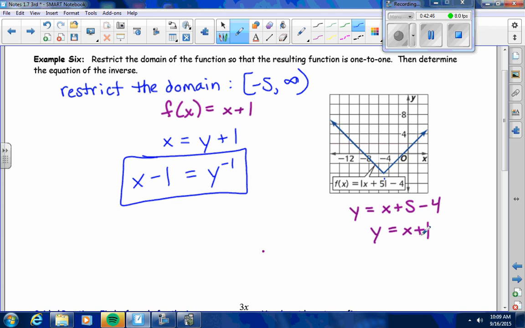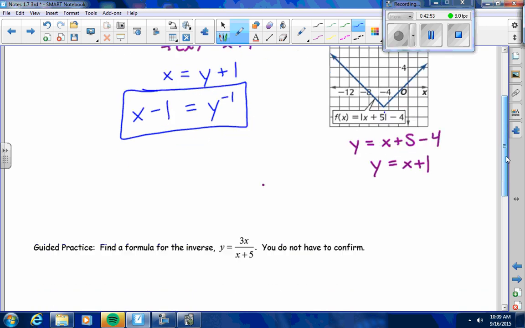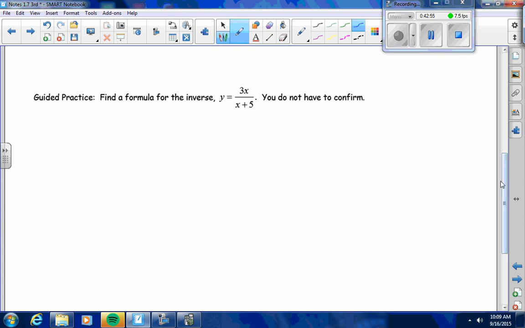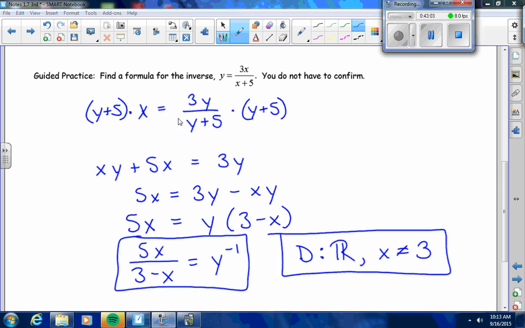All right. The last example is guided practice, so that's the one you need to do on your own. I'll go ahead and tell you, it does have an inverse. You have to find it. Okay? Find the inverse function. x equals 3y divided by y plus 5. We need to get that out of the denominator, so we multiply both sides by y plus 5.